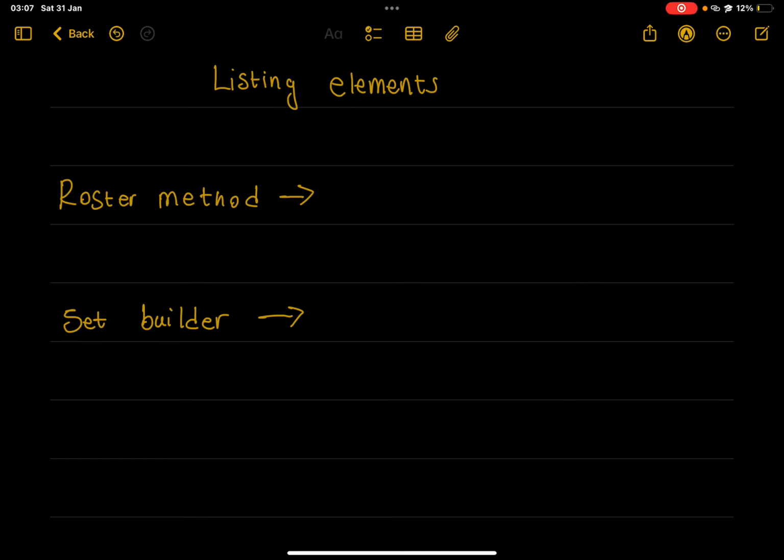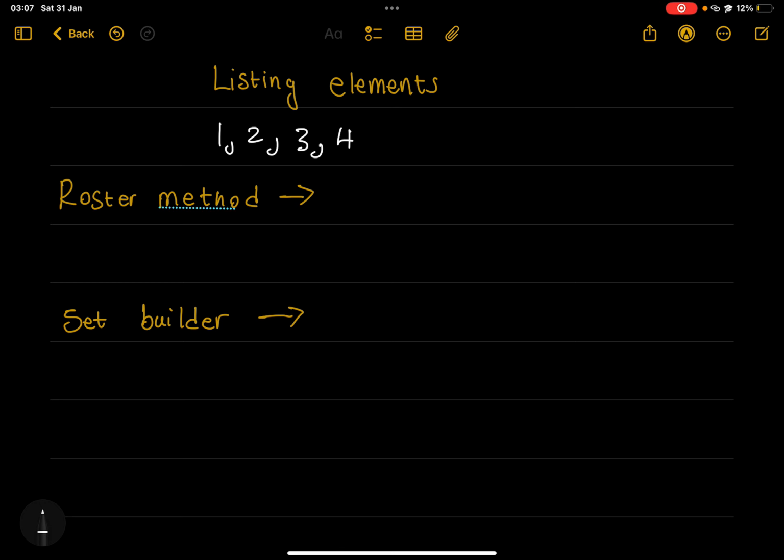So we have different types of listing elements. We always have different types of listing elements. So let's say we're given elements like this. They give us these particular elements: 1, 2, 3, and 4. They say list those elements using the roster method.